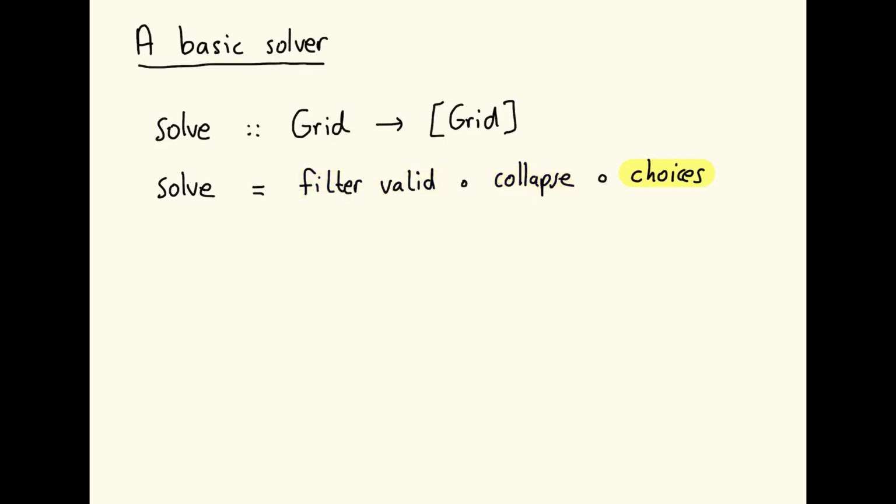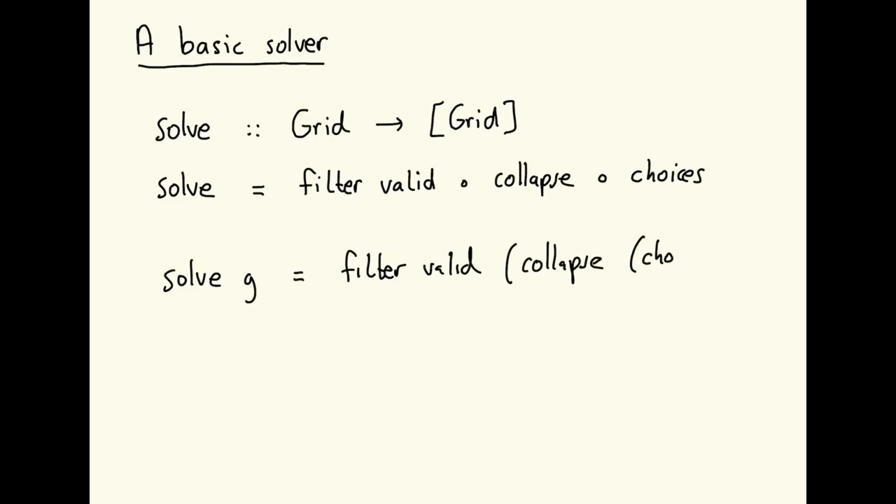So this is a simple one-line function definition using function composition. If you're not so familiar with function composition yet, I can write it as a more regular Haskell program. I could say if you want to solve a Sudoku grid, you filter valid, and then you apply collapse beforehand, and then you apply choices beforehand.